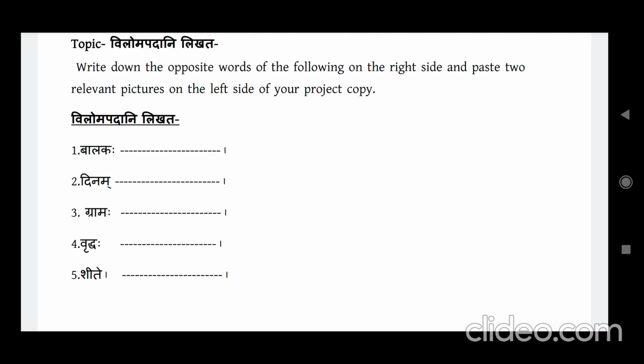You are asked to write the opposite words of these given words and you must paste or draw any 2 relevant pictures on the left side of your project copy. So this is your Sanskrit project.